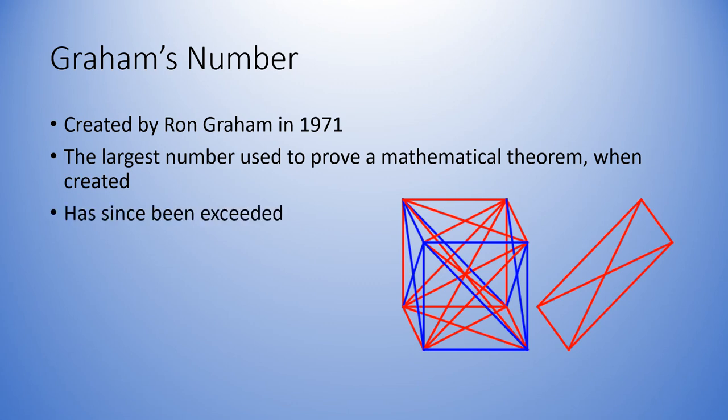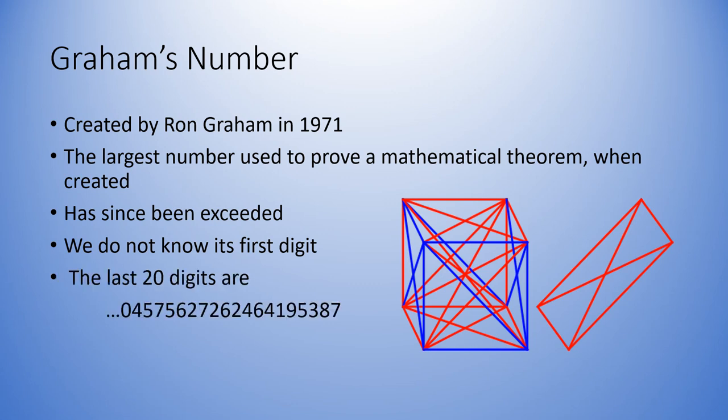It has since been exceeded. There are now larger numbers used in mathematical problems. But this was the biggest at the time in 1971. We don't know its starting number. It's a very big number, it's very hard to work out. We do, however, know some of the last digits, and the last 20 digits are given for you there. It's a very complicated one.